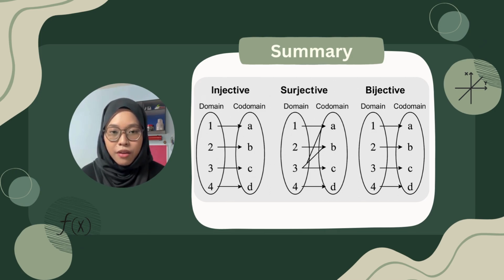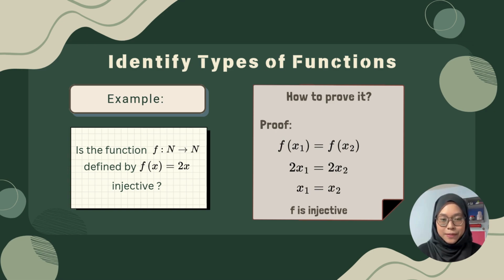And in the middle, every codomain value is used, so this is surjective. And the last one is on the right, both properties are satisfied, and this is bijective. So all of these diagrams help us quickly understand the structure of a function. Next, let's identify types of functions.